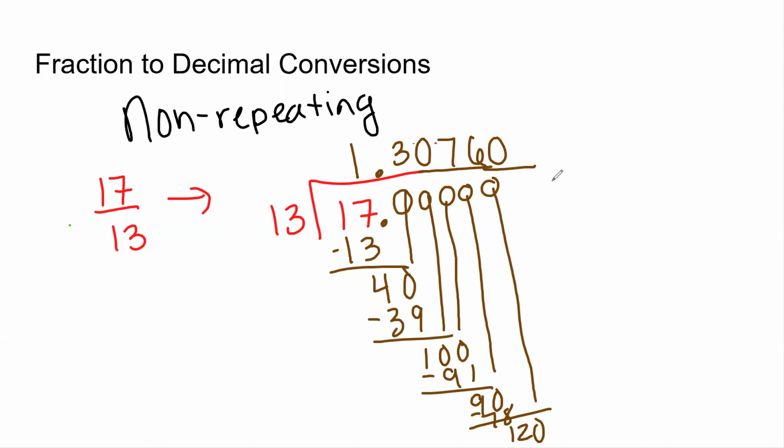So technically we could say 17/13 is 1.30760 dot, dot, dot to show that it is not repeating, not terminating. It just keeps on going. Okay.